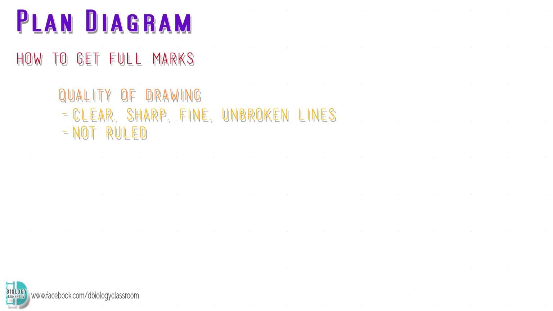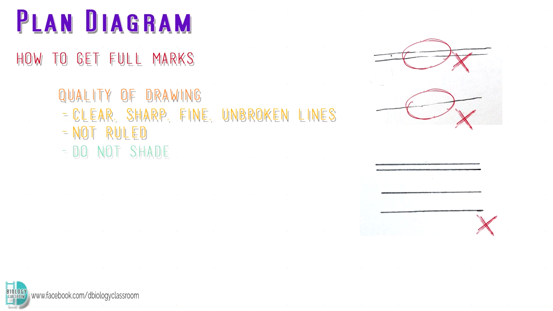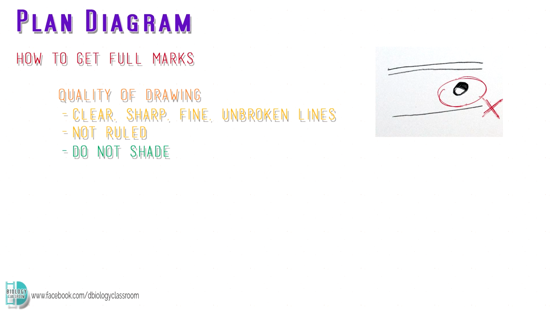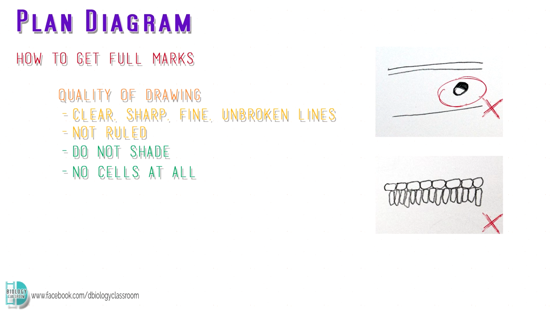Now I'm going to tell you the criteria to fulfill if you want to get full marks for your plan diagram. Number 1 is the quality of your drawing. Make sure all the lines are clear, sharp, fine, unbroken, and not ruled. Do not shade any of the layers no matter how darkly stained they are. Since this is a plan drawing, do not draw any cell at all.